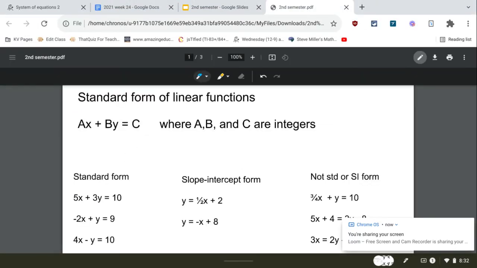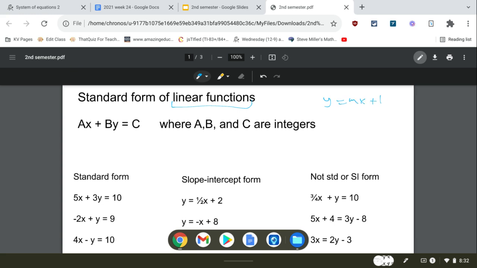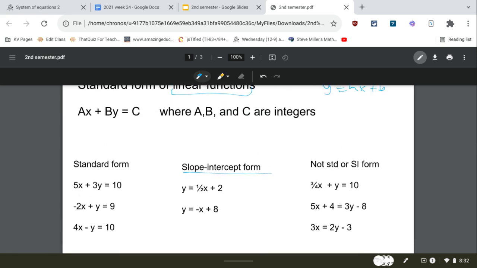All right, so in this video, we're going to look at standard form for linear functions. We've already talked about the y equals mx plus b form, or slope-intercept form. Slope-intercept form is where y is on one side of the equation by itself. In standard form, you see here, the x and the y are both on the same side of the equation, and then there's a constant term on the other side. Just one number standing alone by itself.